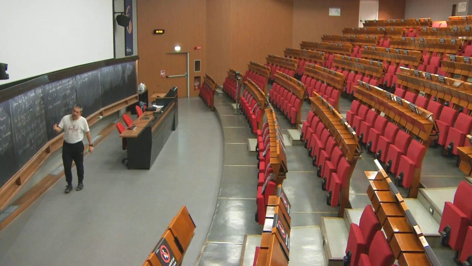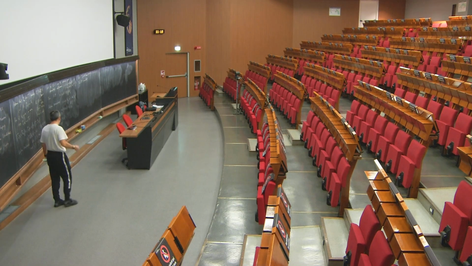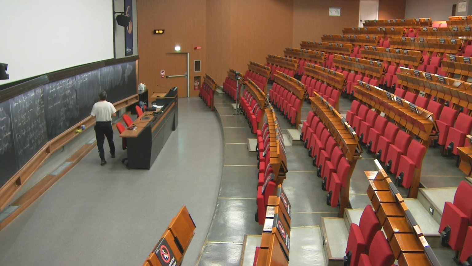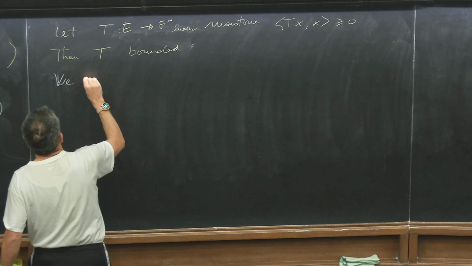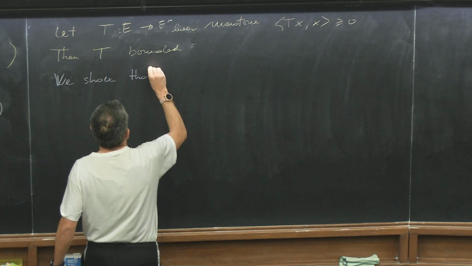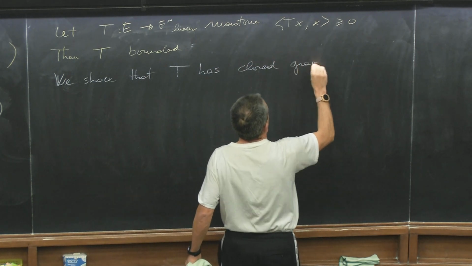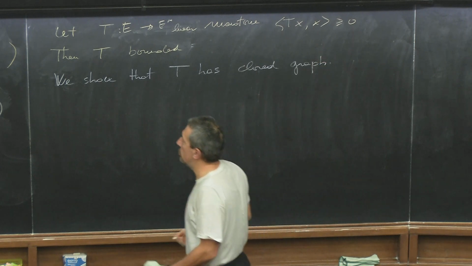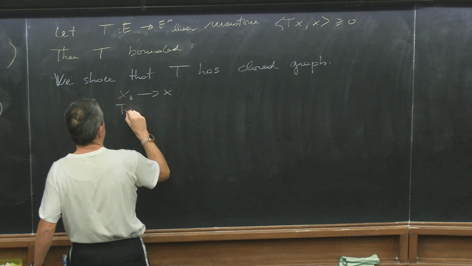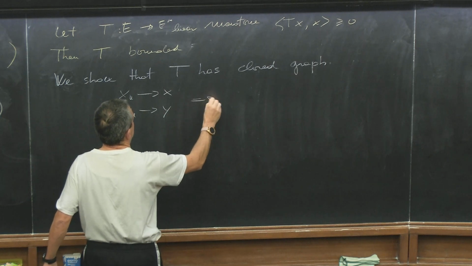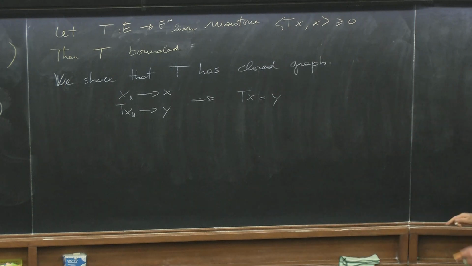If you go back there, what works for this is the closed graph theorem. So we prove that T has closed graph. What does it mean? It means that if x_n converges to x and T x_n converges to y, then Tx equals y. This is the definition of closed graph.